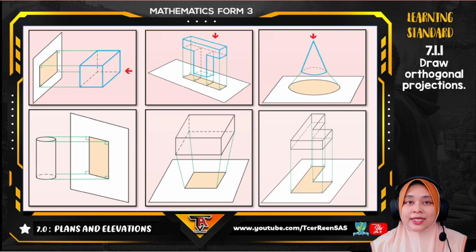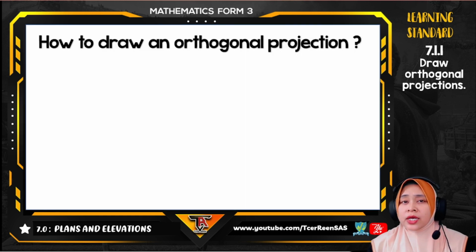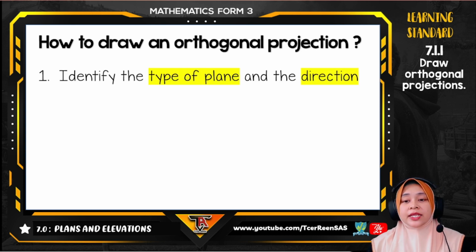In our previous lesson, we have learned how to determine whether a drawing on a plane is called the orthogonal projection of an object. Today we will learn how to draw the orthogonal projections depending on what is asked in the question. You can draw an orthogonal projection of an object on a horizontal plane or a vertical plane using the following steps. The first step is you must identify the type of plane and the direction in which the object should be projected.